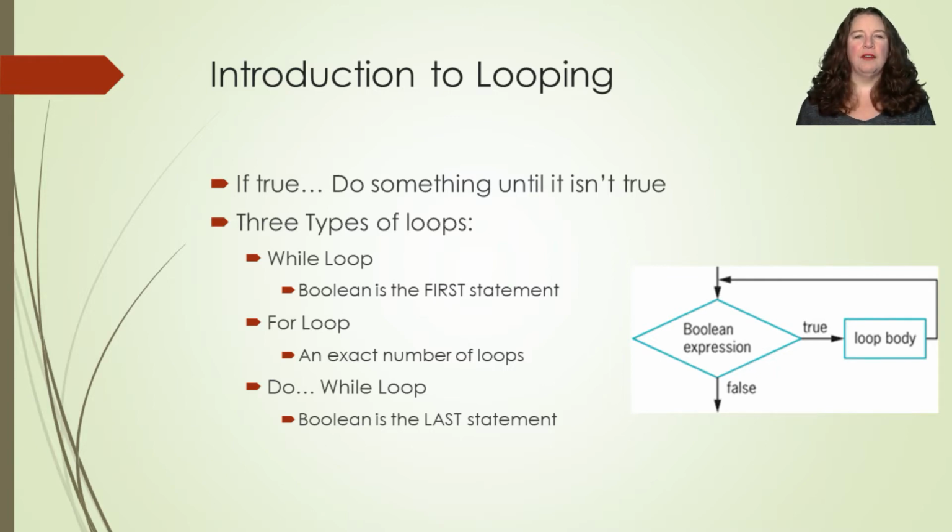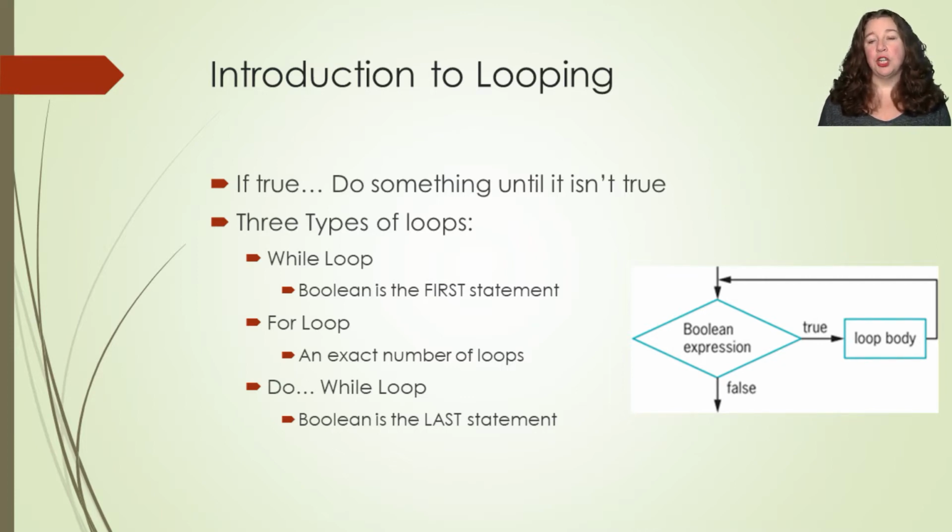All three of them have the same basic concept. We're going to do something a certain number of times. It may be an exact number of times, which we usually use a for loop for. And then our while loop and our DoWhile loop are very similar, and we're going to get into both of those, and then of course the difference between them.